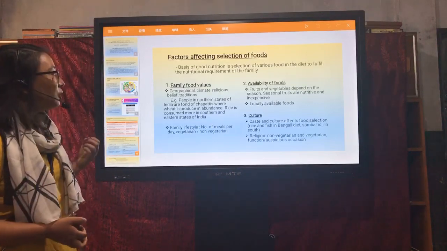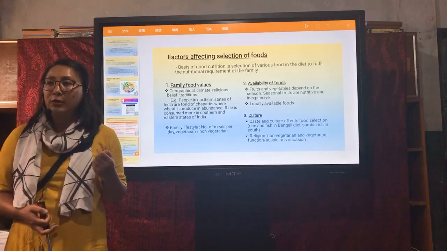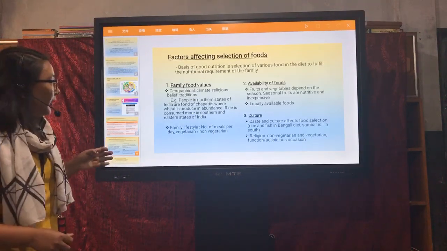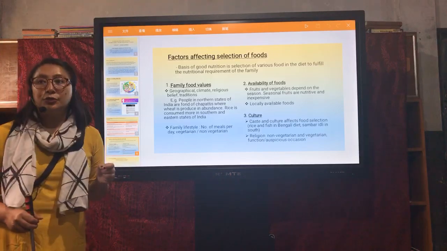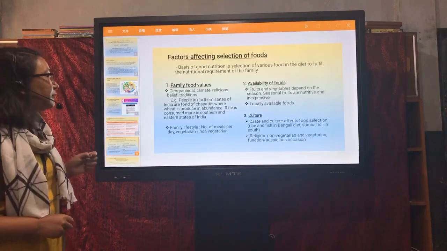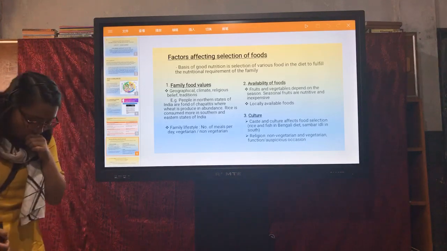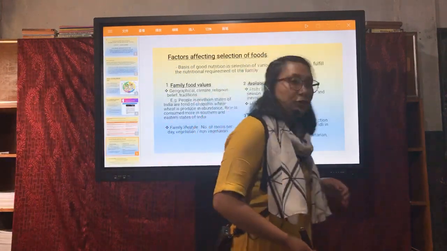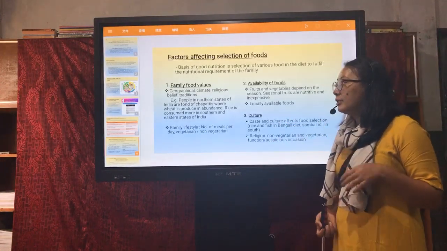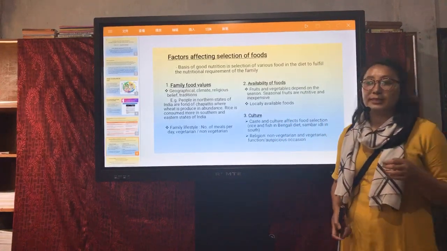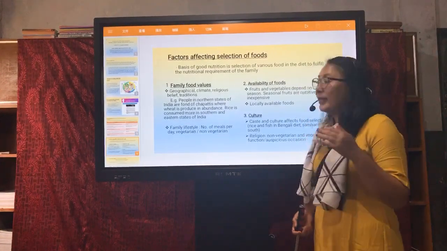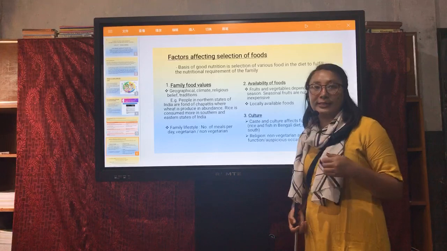To fulfill the nutritional requirement of a person or of the family, we need to check what kind of food should be selected. So the factors that affect the selection of food: the first point is family food values. Because of geographical locations, climatic conditions, religious beliefs and traditions, not all locations have the same climatic conditions. So depending on that, we have different kinds of food systems and food beliefs.